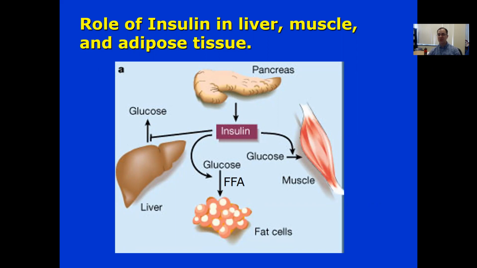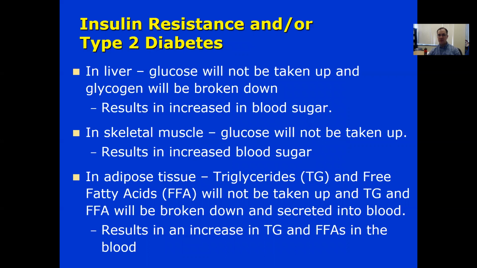So what happens in a type 2 diabetic? This is going to be very important. This sets us up for lesson 5. When you have insulin resistance and type 2 diabetes, it's important to understand what happens. In the liver, glucose will not be taken up, and glycogen will be broken down and secreted into the blood. As a result, it results in an increase in blood sugar.